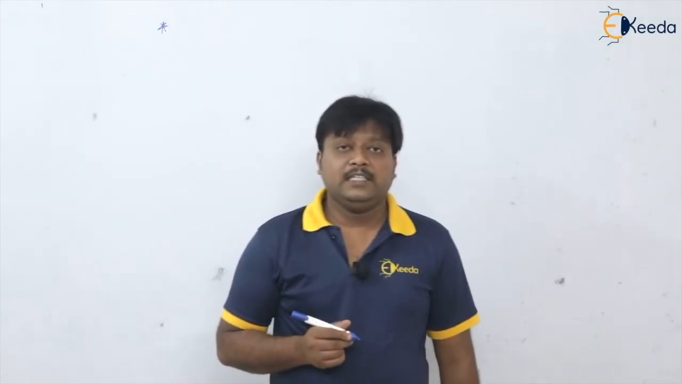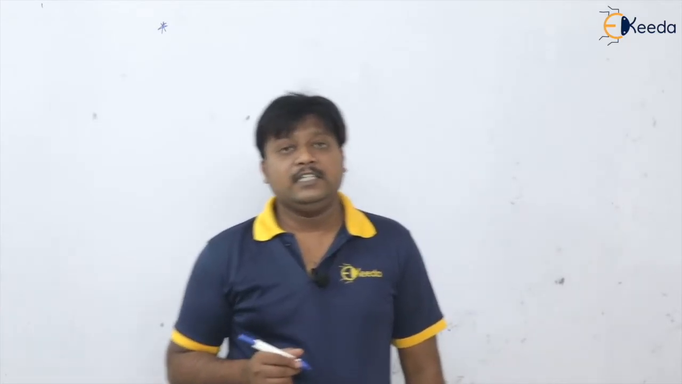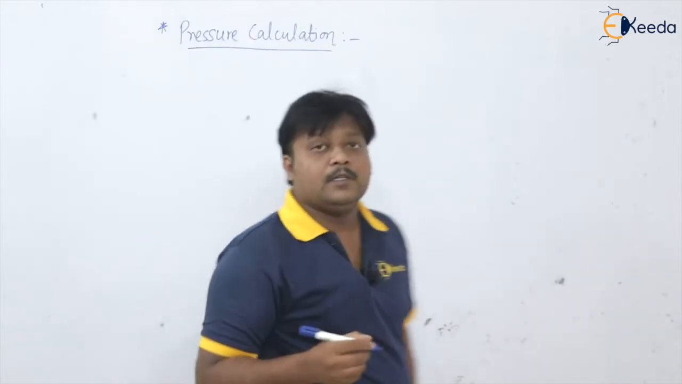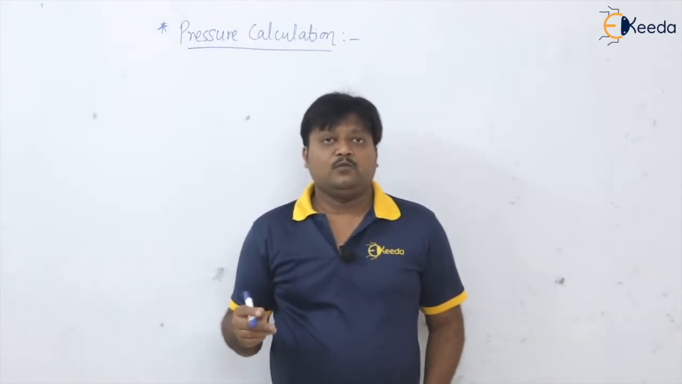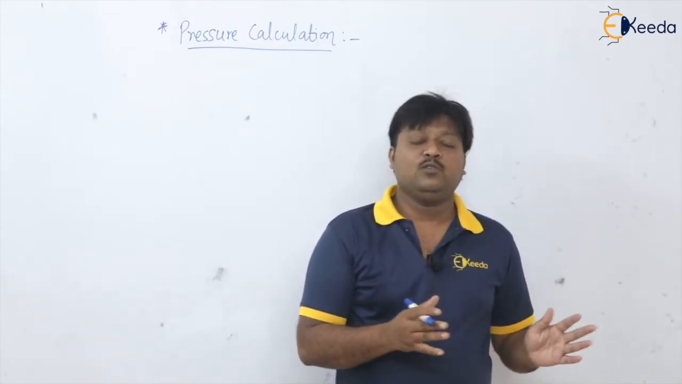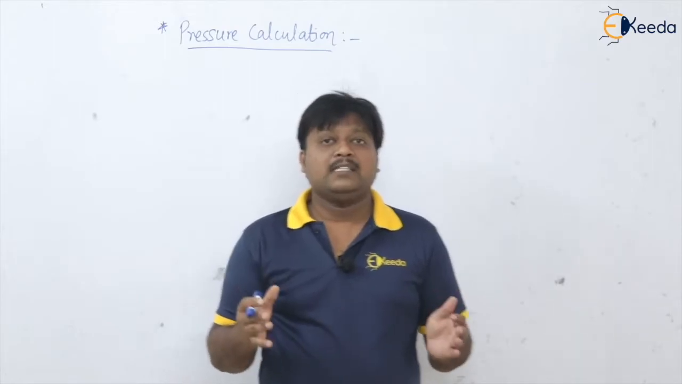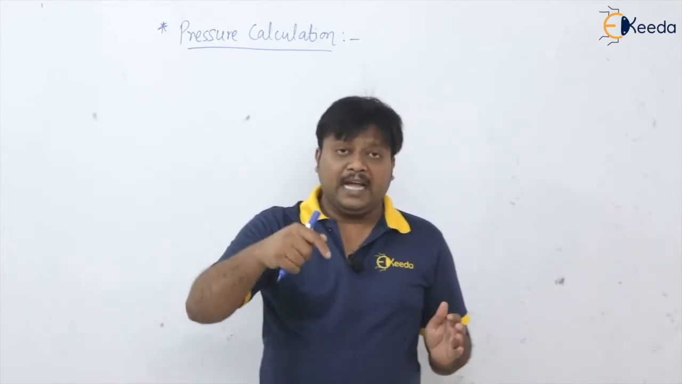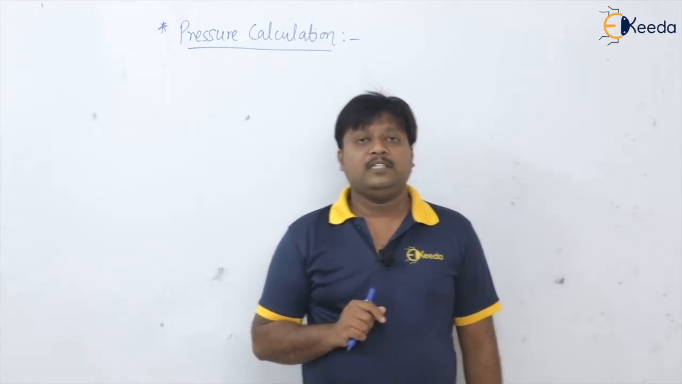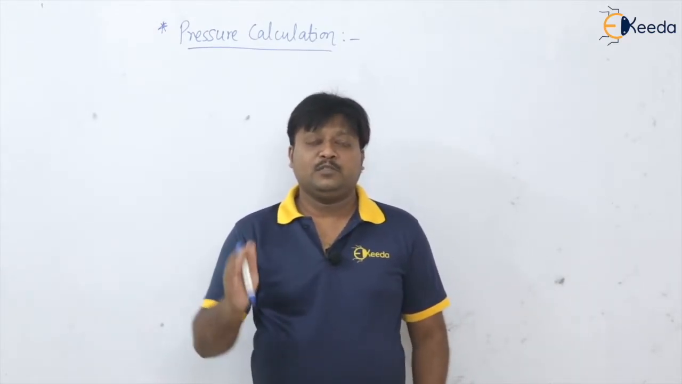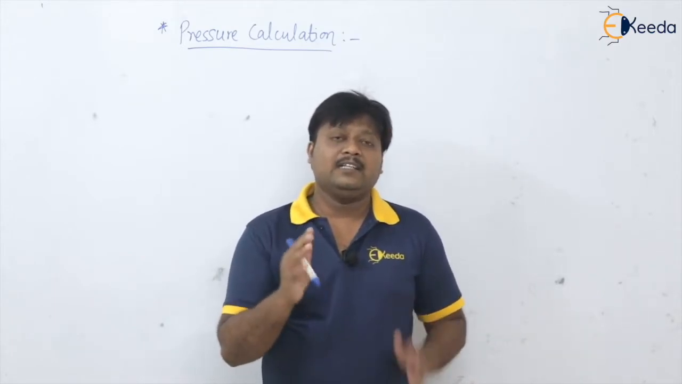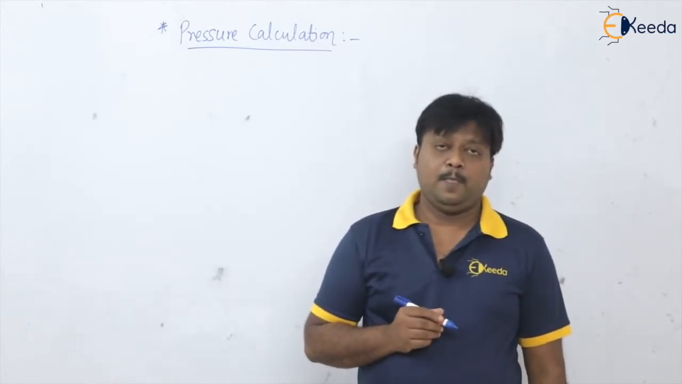Now we are going to see the pressure calculation in the rolling operation. Pressure. So in the rolling process, we can have the pressure in the lagging zone, we can have the pressure in the leading zone, and we know that the maximum pressure is going to be at the neutral point. So in these three regions, we can find out the pressure with respect to the thickness in the lagging zone, thickness in the leading zone, and at the neutral point.